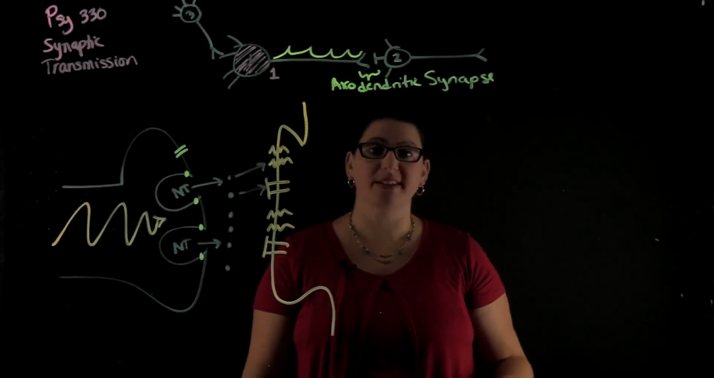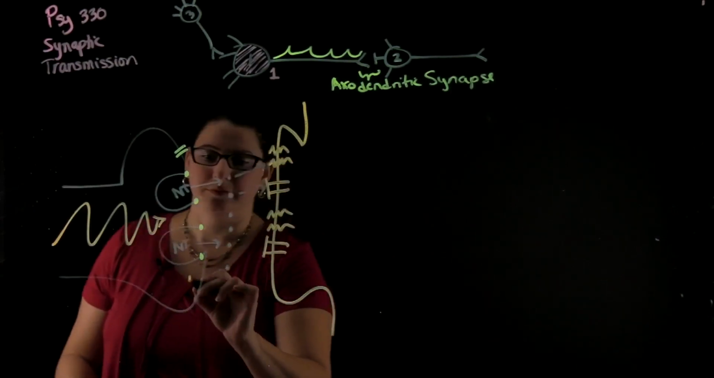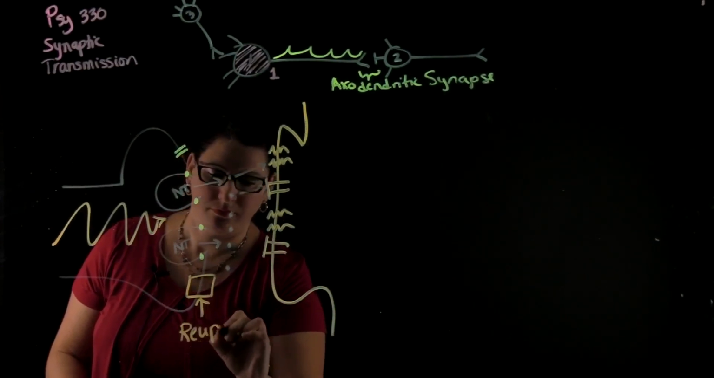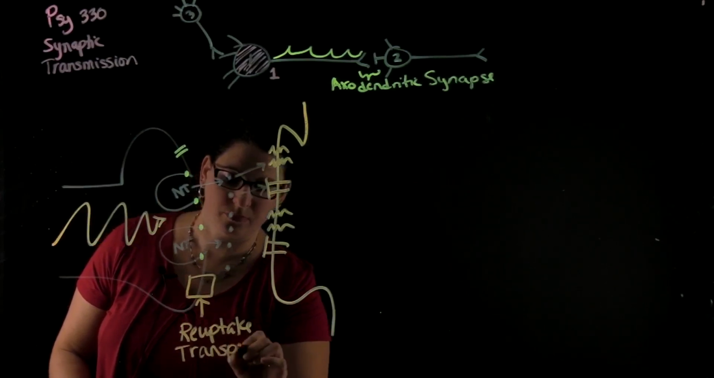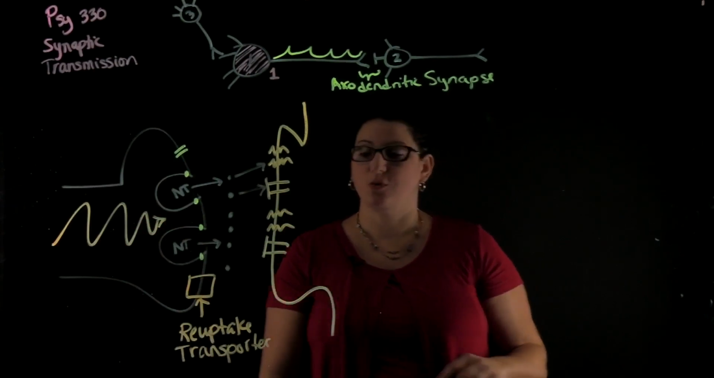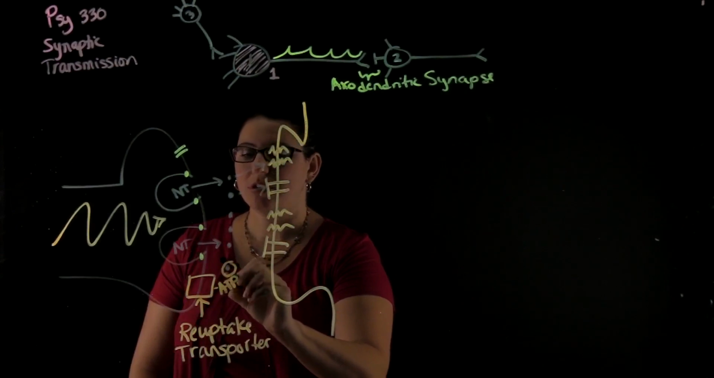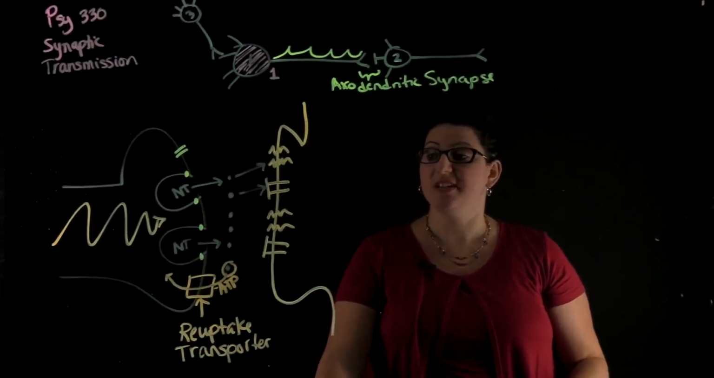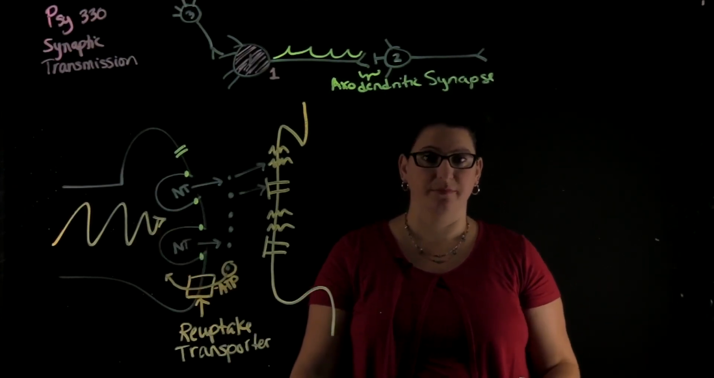There are a couple of different ways to get rid of neurotransmitter. One way is through reuptake. Many neurotransmitters have reuptake transporters. These use ATP energy to pull the neurotransmitter back into the presynaptic terminal, where it can be recycled and used again the next time the presynaptic cell fires an action potential and releases neurotransmitter.